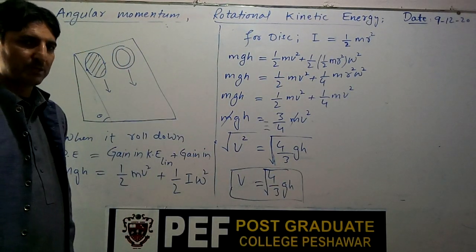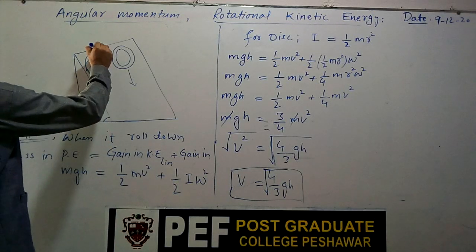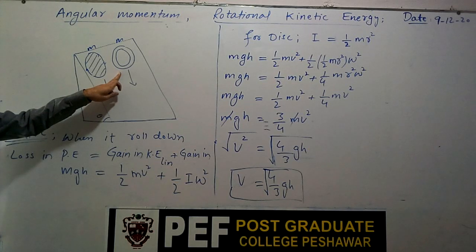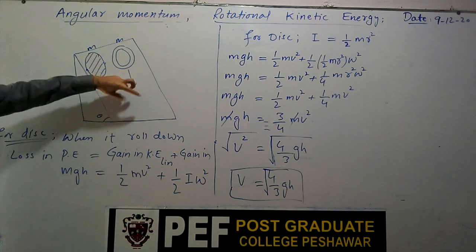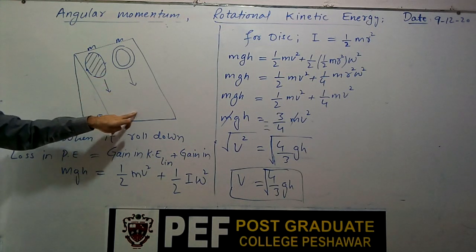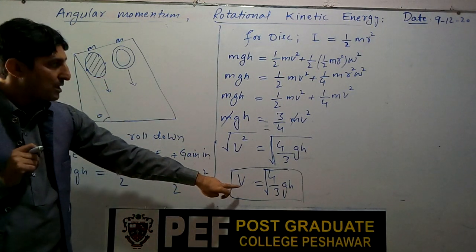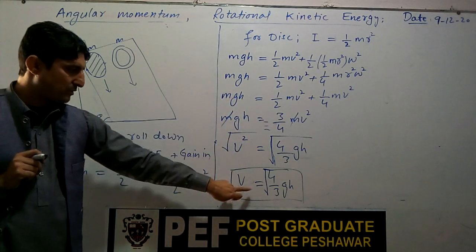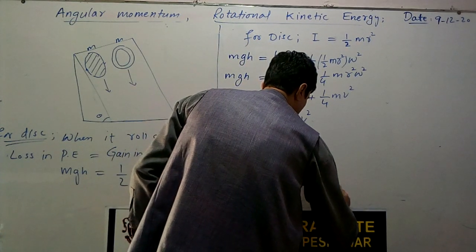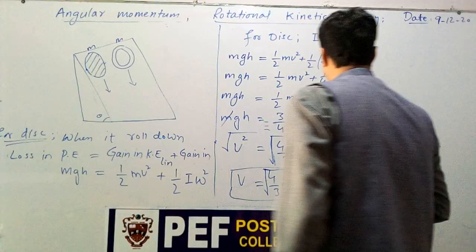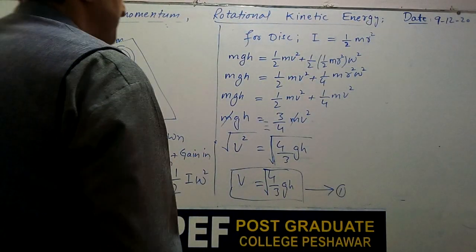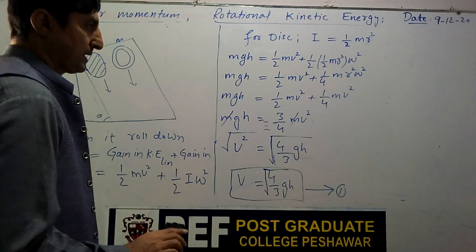Similarly, we can perform the calculation. Remember this disk and hoop, both have the same masses, and they roll down this inclined plane, and which one will reach the bottom first. We have to calculate the velocity. The velocity for disk is v equal to square root of 4 divided by 3 gh. Say suppose this is equation number 1. Similarly, we can calculate the velocity for hoop here.